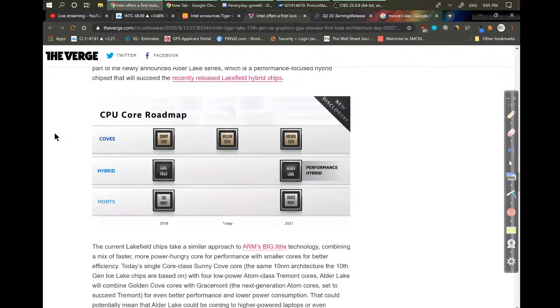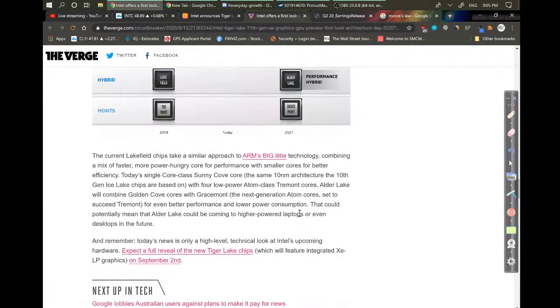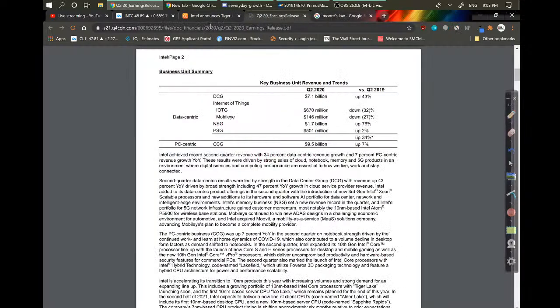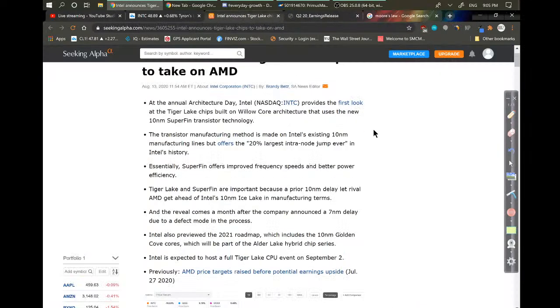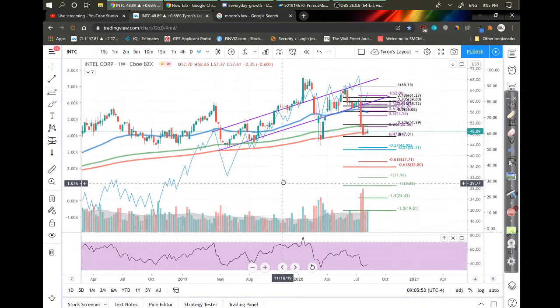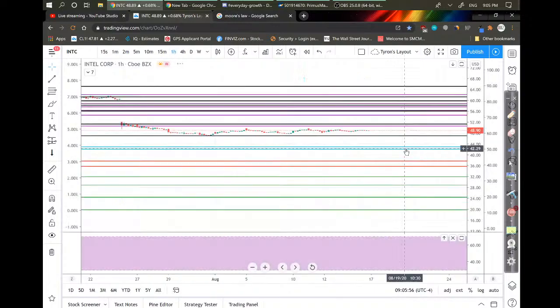Oh, and this is the roadmap. They're expecting in 2021 to release this new Golden Cove, and then the Alder Lake technology, which is a hybrid technology, and Gracemont, which is another kind of chip, I'm guessing. So it's basically going to create multiple types of new generation tech to take on AMD. Now on Wednesday we'll focus on valuing the business and seeing how much of this is actually going to be the problem.